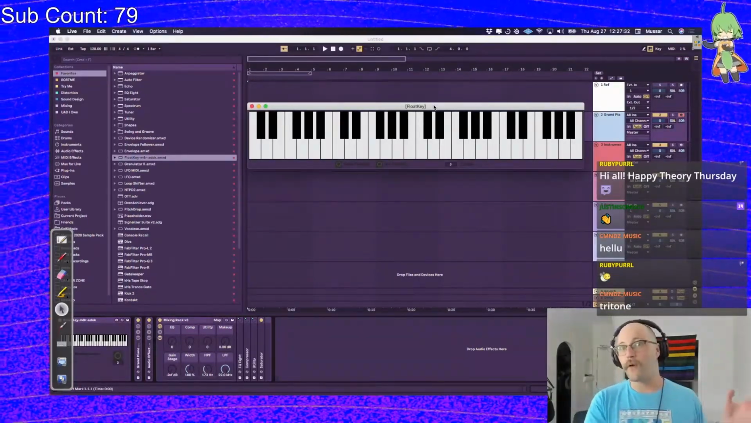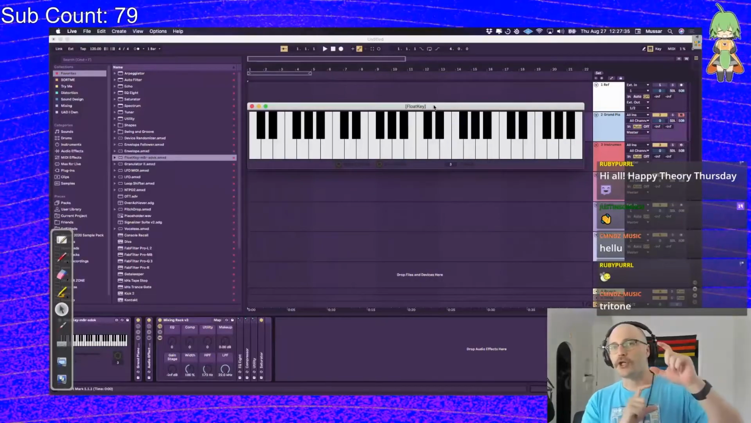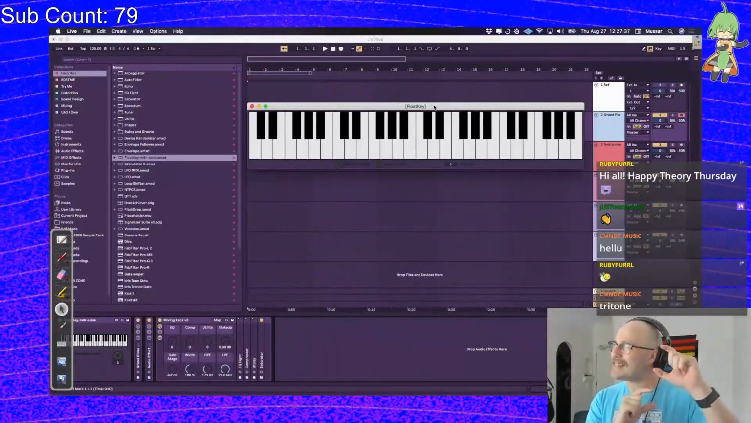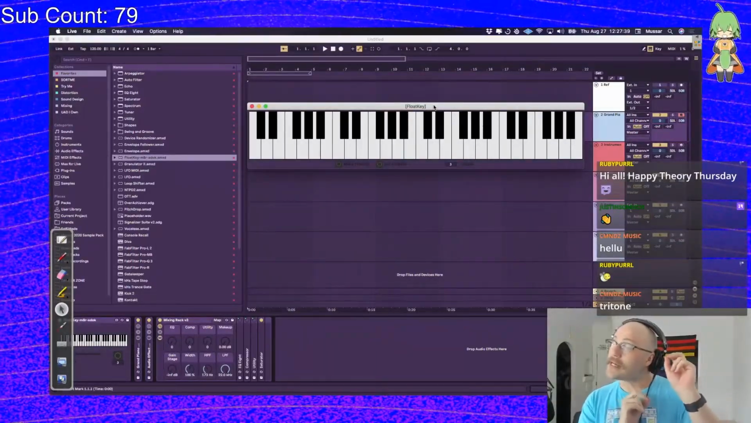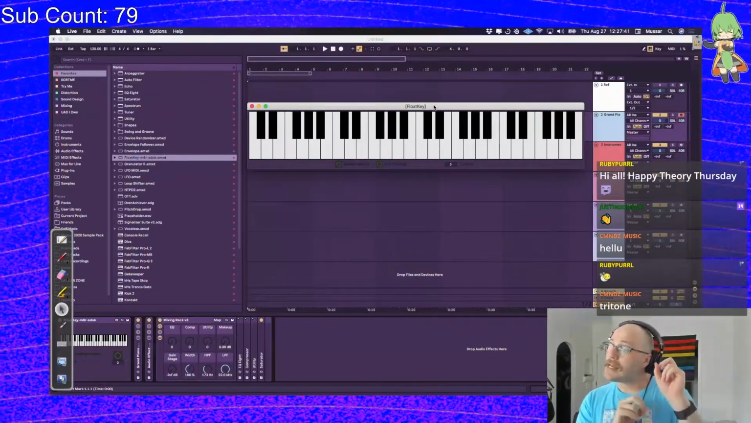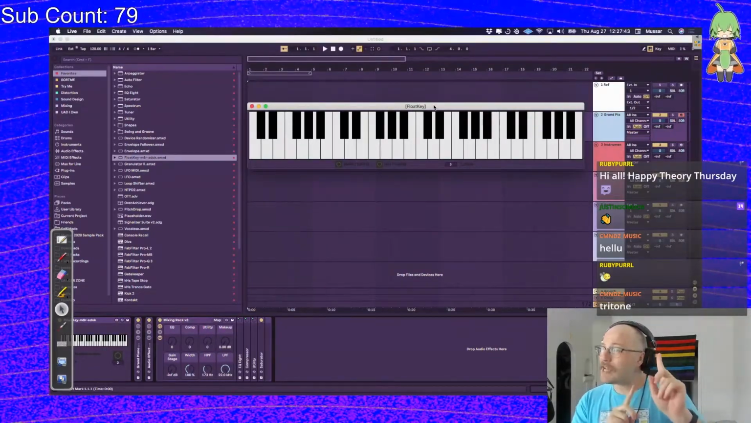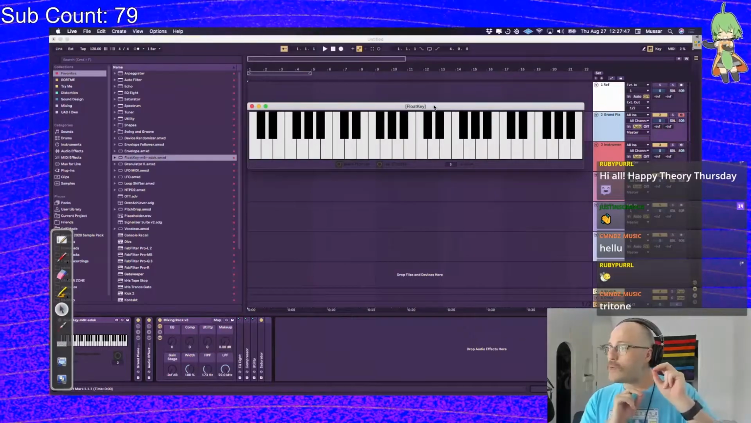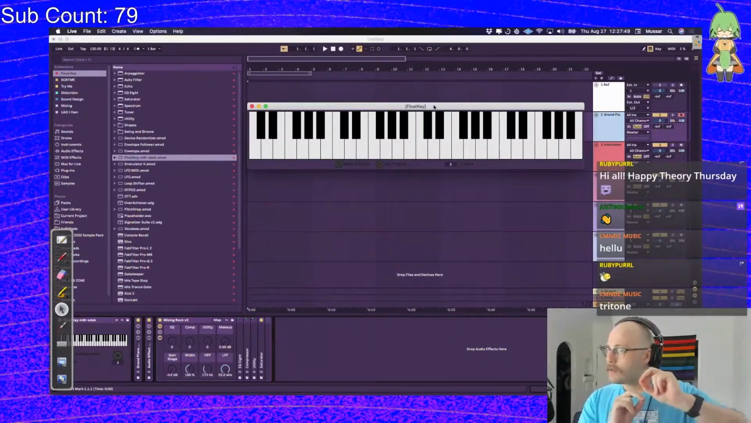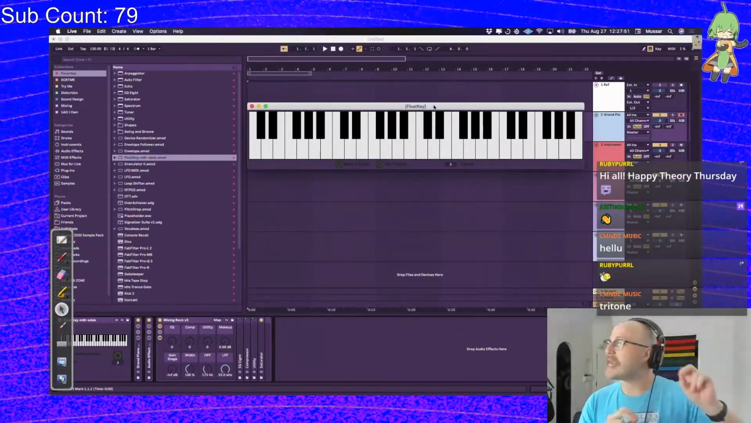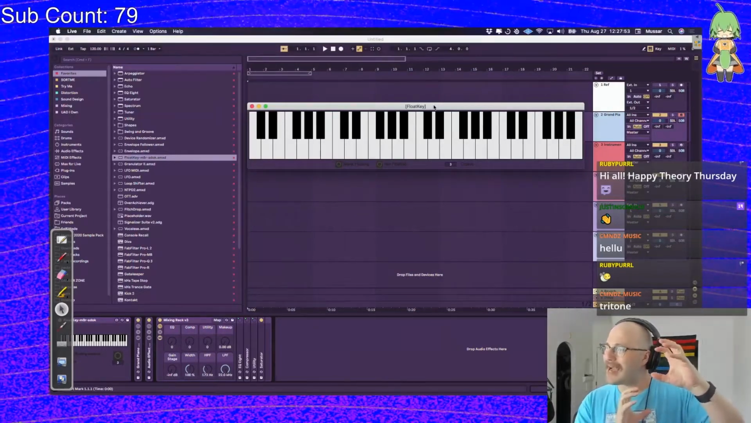The classical form of counterpoint is having two independent melodies existing at the same time, where each melody is independent. Each melody is singable by a human, and we can always hear the melodies even when they're played together. They have their own identity.